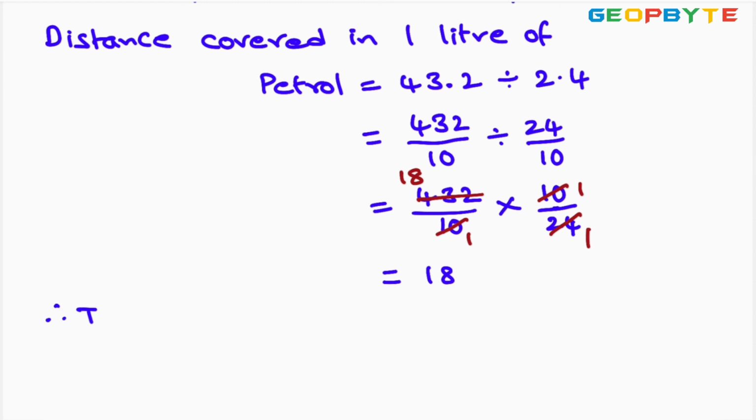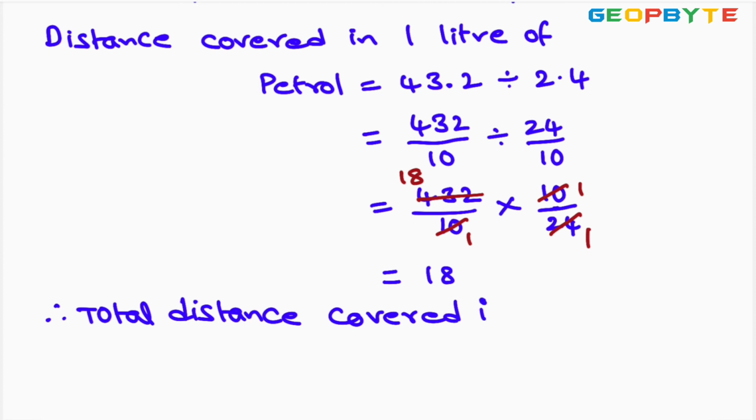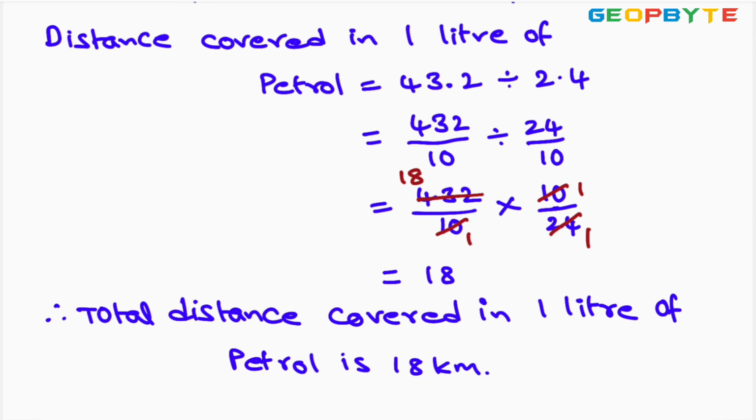Therefore, the total distance covered in 1 liter of petrol is 18 kilometers. If a vehicle covers a distance of 43.2 kilometers in 2.4 liters of petrol, then the total distance covered in 1 liter of petrol is 18 kilometers.